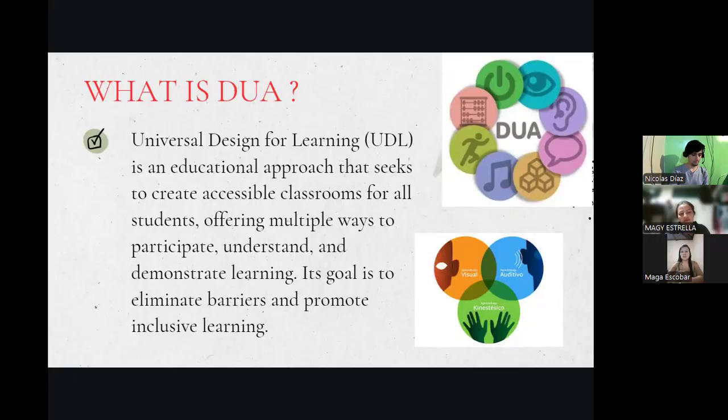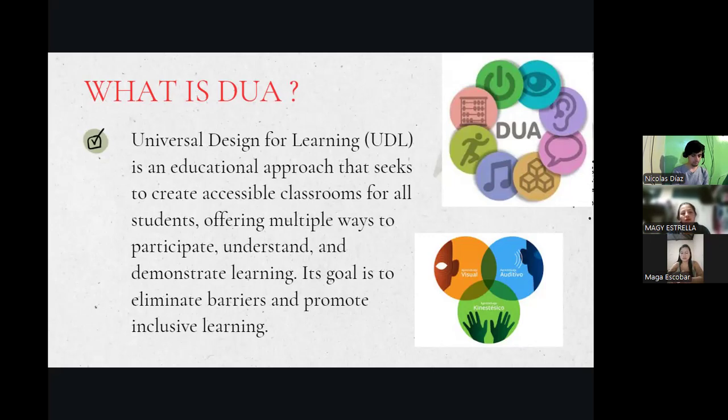Universal design for learning encourages teachers to plan their lessons in a flexible way by providing multiple ways to engage students, multiple ways to present information, and multiple ways for students to show what they have learned. This allows each student to choose the method that best matches how they learn and participate.